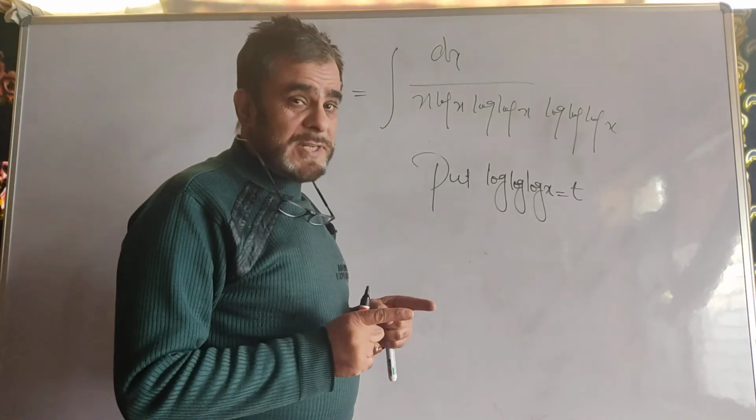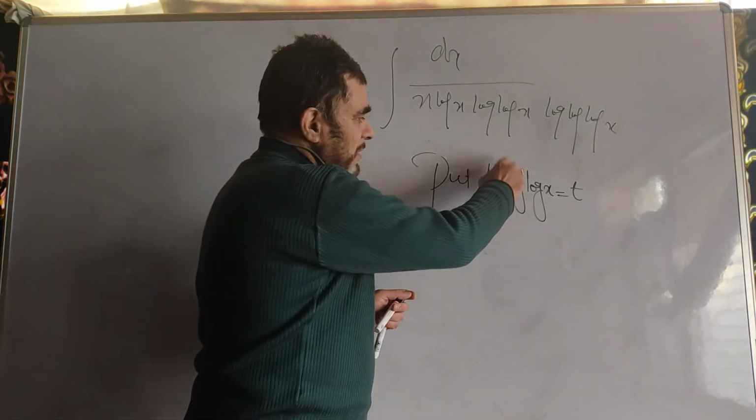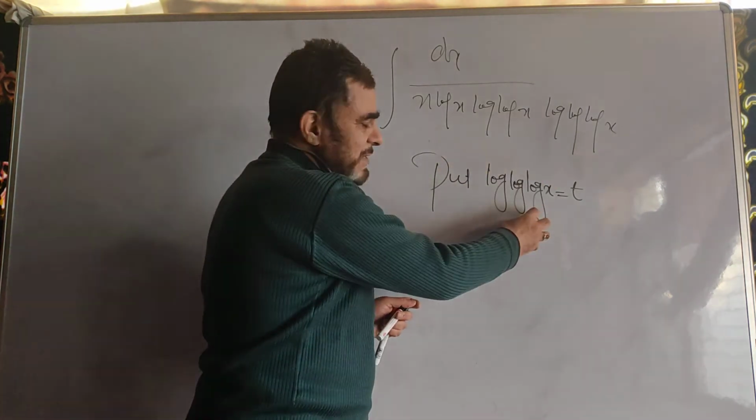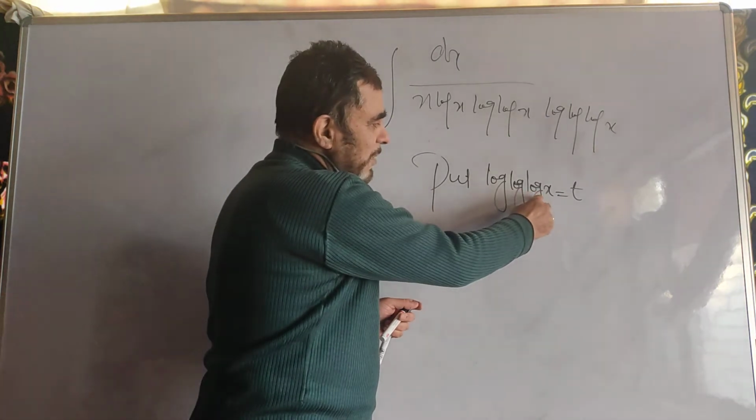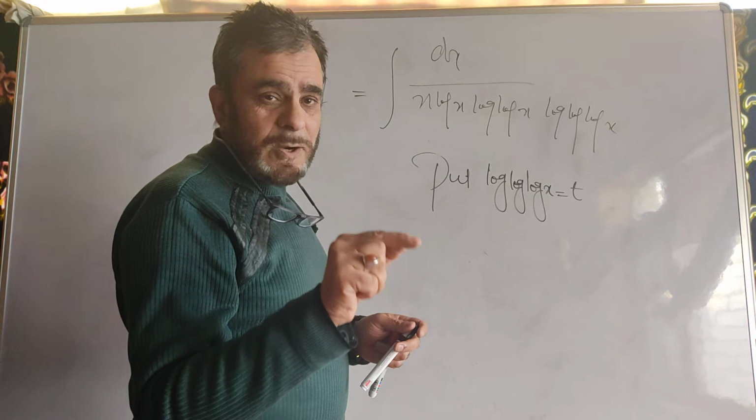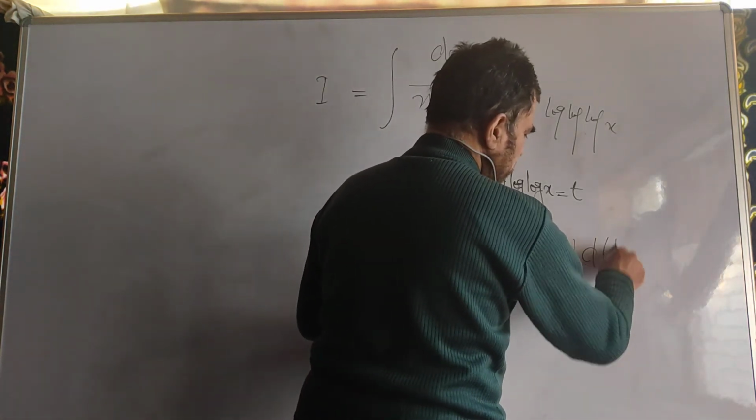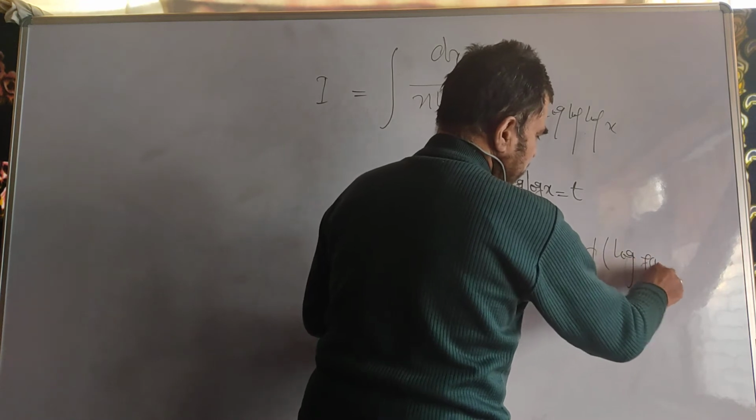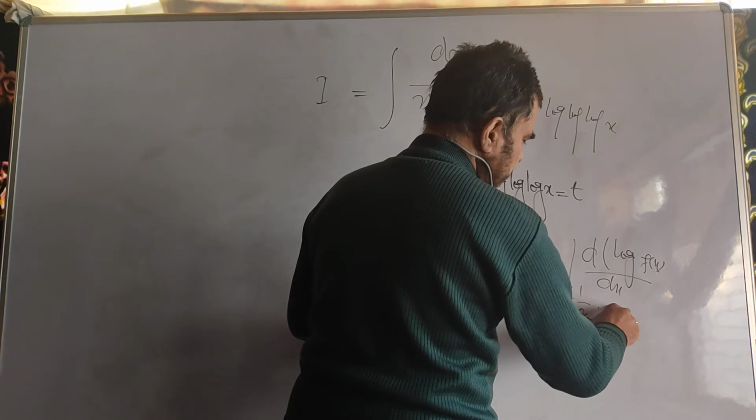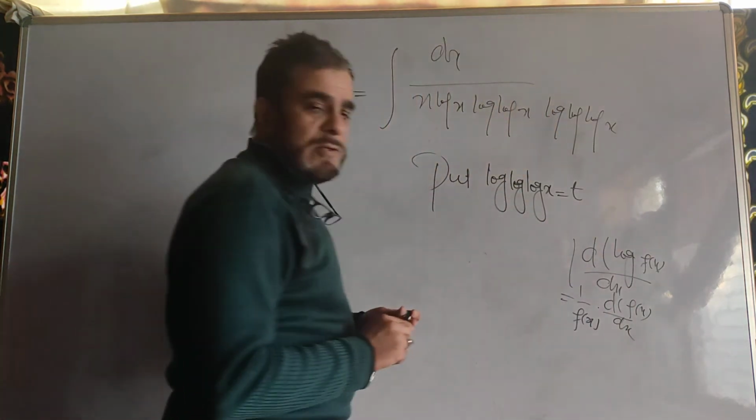Do you know how to differentiate a log function? The shortest method is: log goes, 1 by the function, then the derivative of the function in the numerator. Let me review this. What is the derivative of log of fx with respect to x? You know it is 1 by fx, then you write the differentiation of fx with respect to x in the numerator.